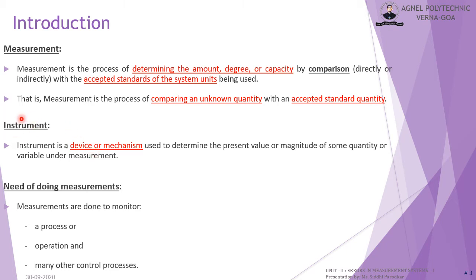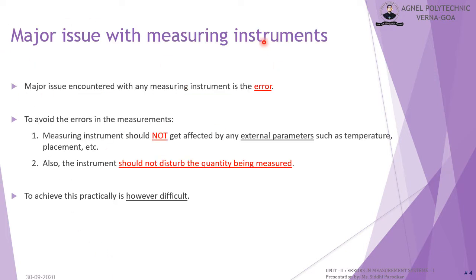Now, why we have to do the measurements or what is the need for doing measurements? Measurements are done to monitor and control various processes or operations as per the requirements or as per their predefined specifications. Major issue with the measuring instrument is the error. To avoid the errors in the measurements, measuring instrument should not get affected by any external parameters such as temperature, placement of instrument, etc. Also, the instrument should not disturb the quantity being measured. To achieve this practically, however, it is very difficult.